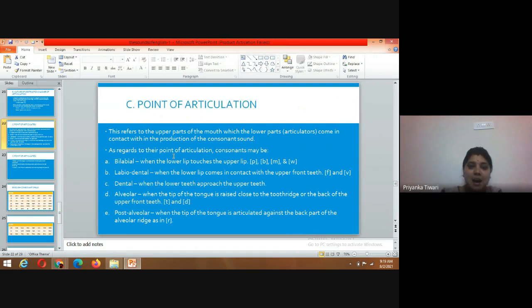As regards their point of articulation, consonants may first be bilabial. In bilabial sounds, the lower lip touches the upper lip: p, b, m, w. So our lower lip touches the upper lip. That is called bilabial.